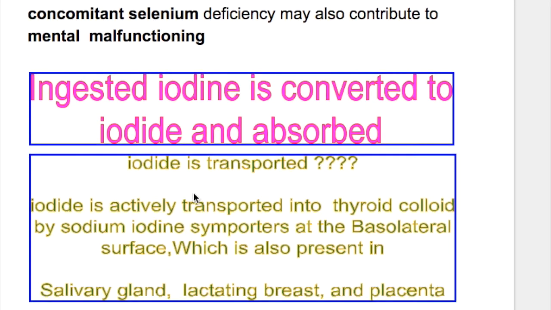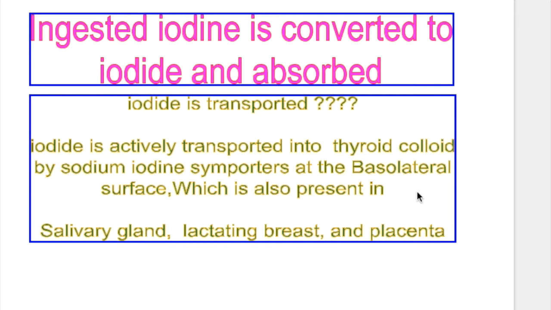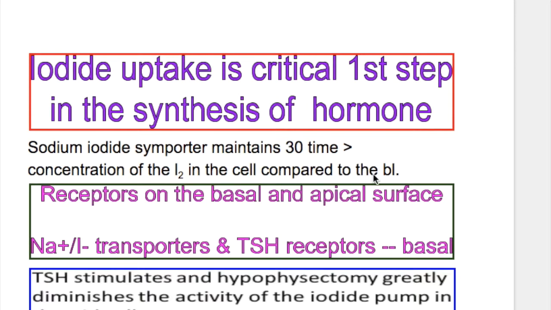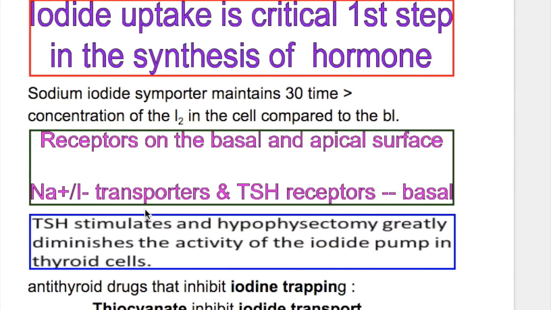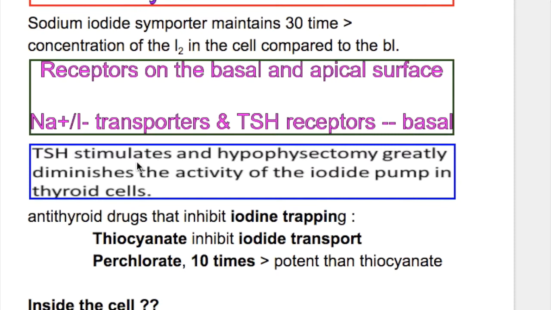How is iodide transported? Iodide is actively transported into the thyroid gland by sodium iodide transporters, which are at the basolateral or basal surface of the follicular cell. The sodium iodide transporter maintains a 30 times higher concentration of iodine in the cell compared to the blood. There are two types of receptors on the basolateral surface of the follicular cell: sodium iodide transporters and TSH receptors. TSH stimulates, and hypophysectomy greatly diminishes, the activity of the iodide pump in thyroid cells.